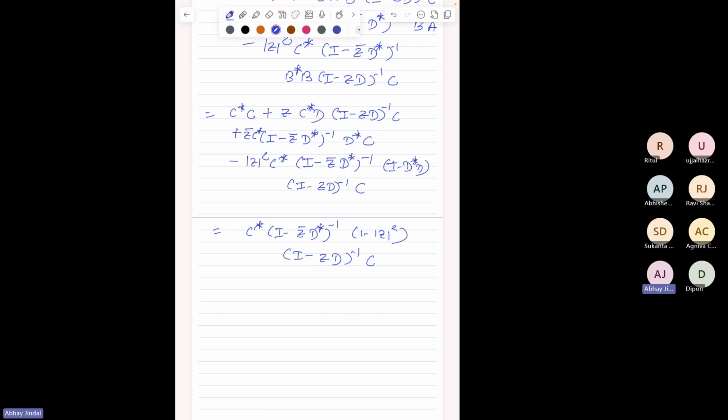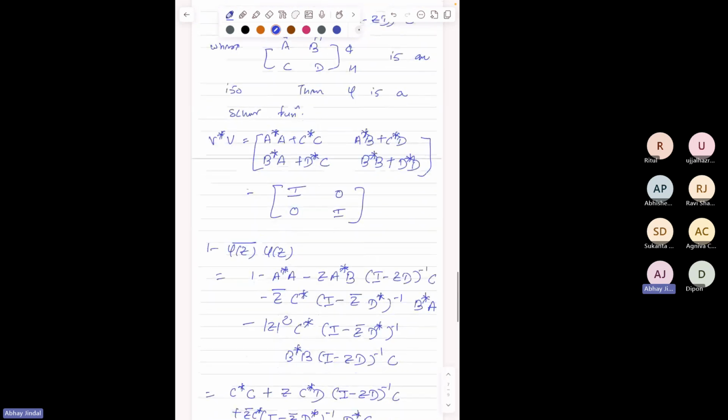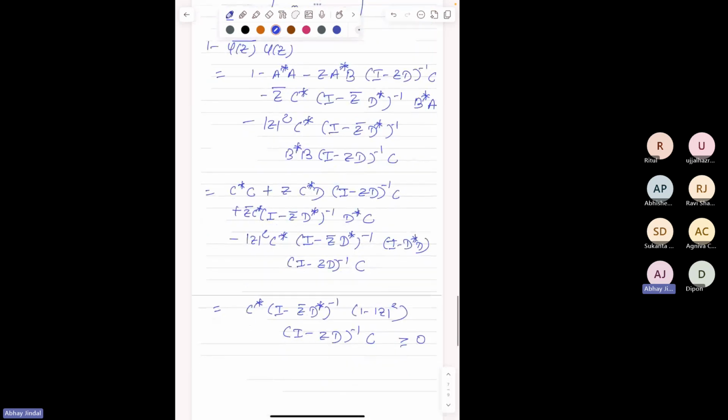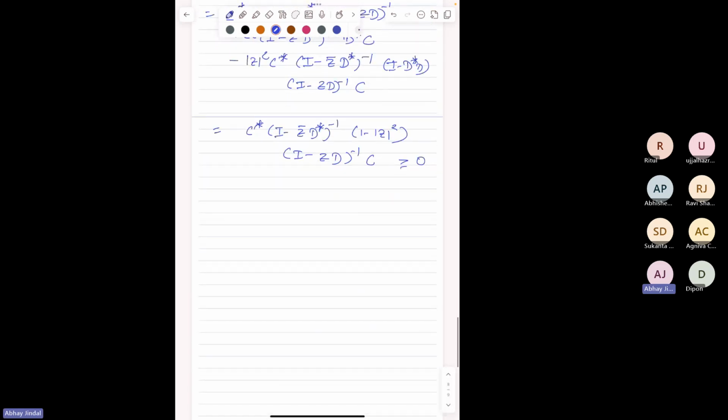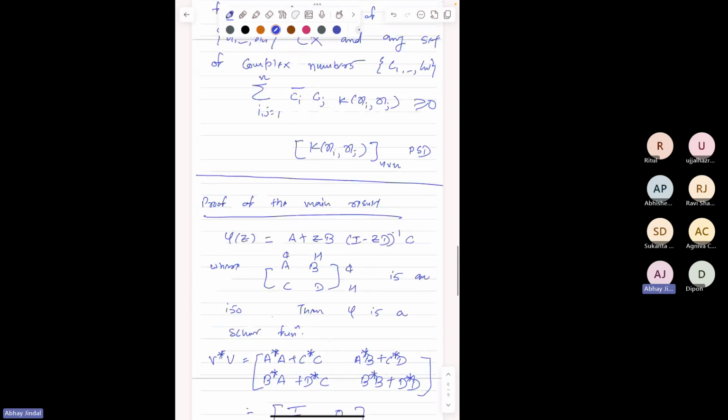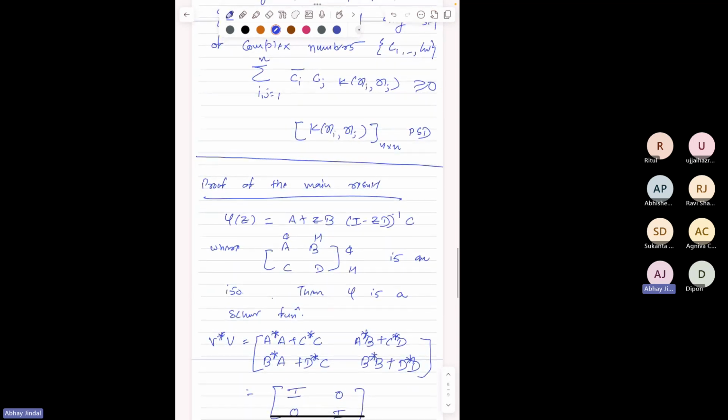Clearly, since z is from the disk, 1 minus mod z square is positive, and what we have here is an operator of the form t star t. So this is positive, and we have proved that 1 minus phi z bar phi z is positive for any z. So this proves that phi is a Schur function. And of course, this is not the main or interesting part of this theorem. The main part is to produce a Hilbert space and an isometry and to write down this formula.